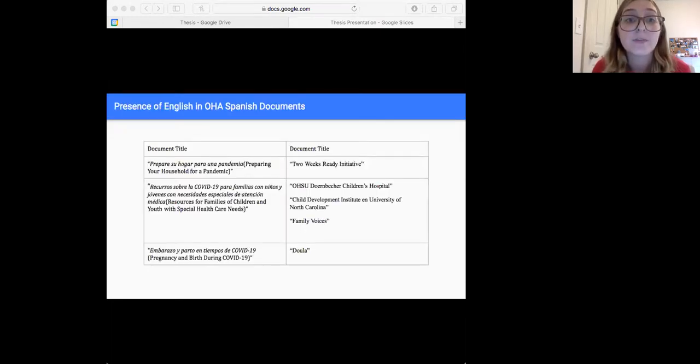So here are some examples of English phrases that were included in some Oregon Health Authority Spanish translated documents. While some of these phrases may be well known to people in Oregon, such as OHSU Children's Hospital, or some phrases may be easy to determine what they mean, such as the word doula in a document all about pregnancy and birth, it would be better in the future to translate everything within a resource to make it as easy as possible for the reader to understand, and also to align with best practices for medical translations.